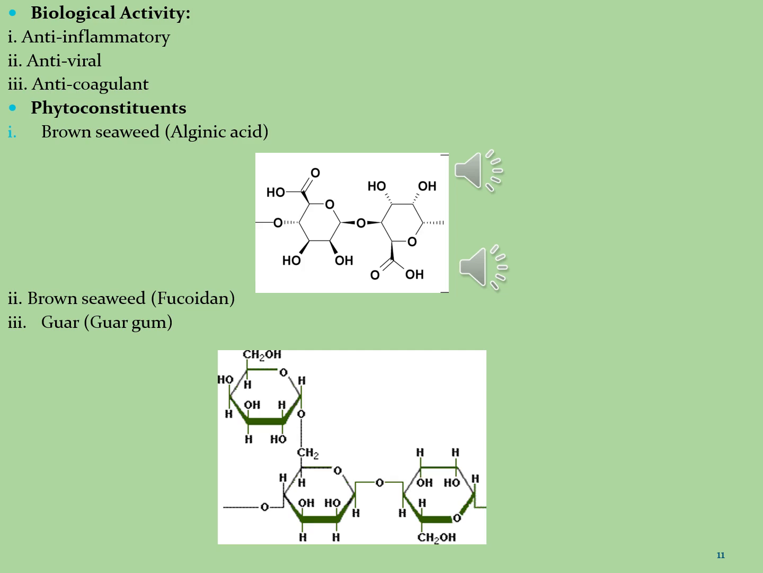The second phytoconstituent is fucoidan, which is also isolated from brown seaweeds. The third example of a phytoconstituent is guar gum. Now we discuss its uses and sources. Guar gum is isolated from the seeds of family Leguminosae, and it is used as a laxative.